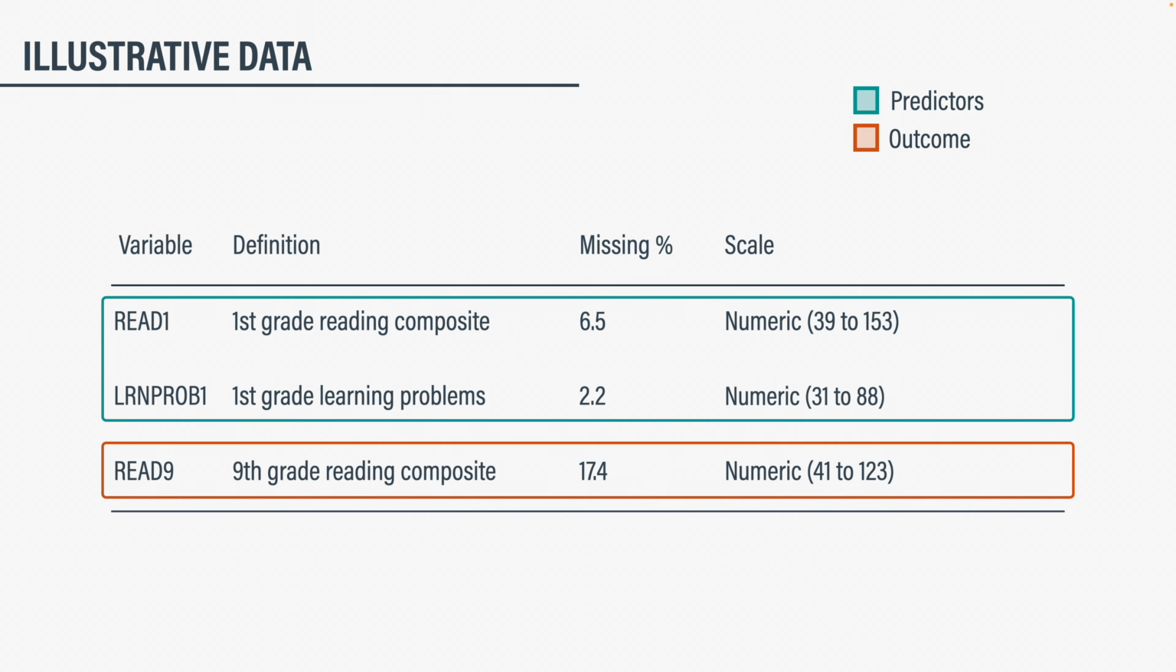To make the illustration more concrete, I'll use data from an educational study. The file includes assessments of broad reading in first grade and ninth grade, and there's also teacher ratings of learning problems from the first grade. Notice that all three variables have missing data.